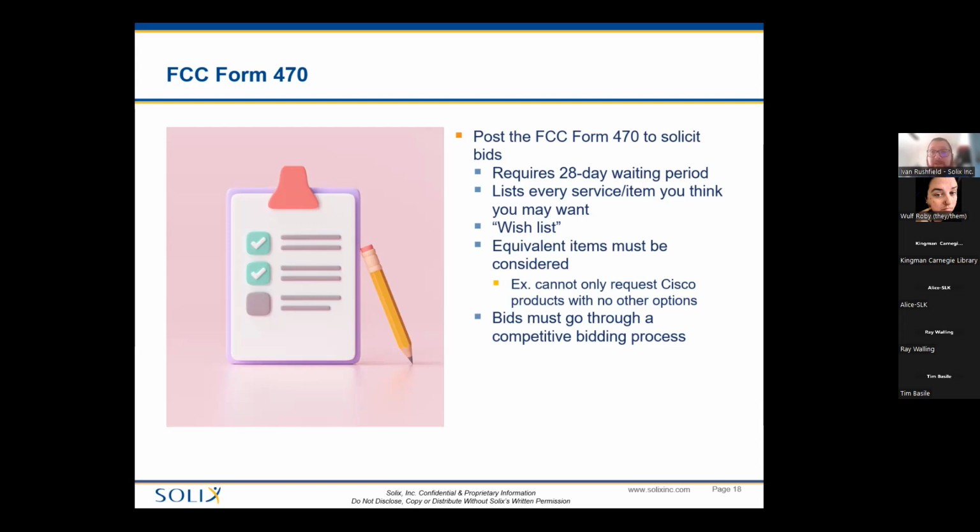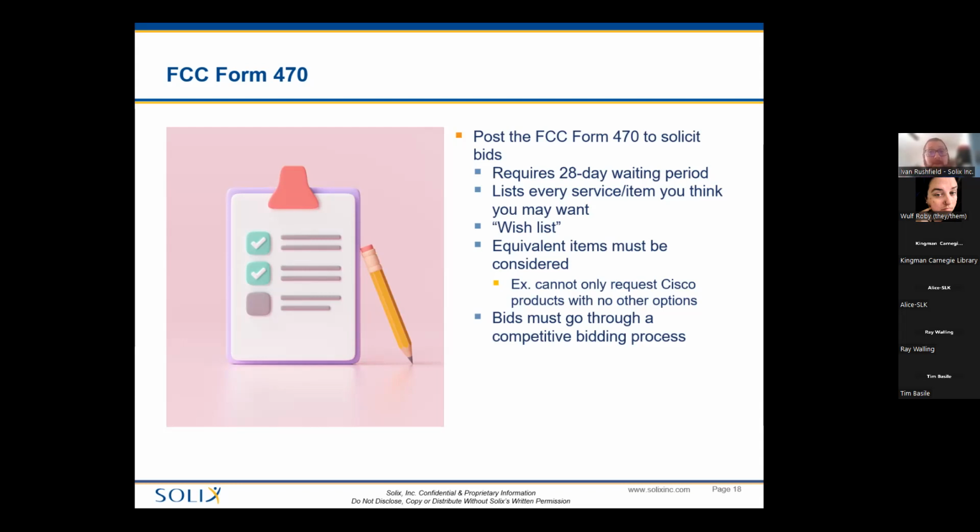And what you do on the Form 470 is you list every service or item you think you might want. You say, I want an internet circuit between 500 megs and 1 gig of service. Or I want 3 routers that are Cisco or equivalent. I want 5 access points that are Ubiquiti or equivalent, something like that. Everything you think you want, put it on. It's a wish list. You say, this is what I want you to give me bids and prices for.